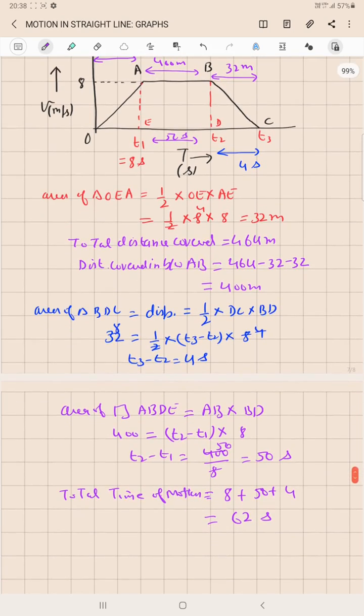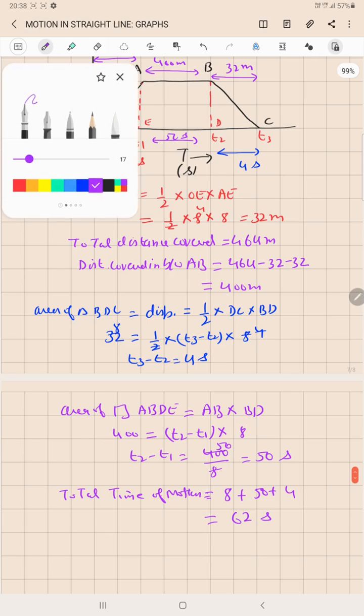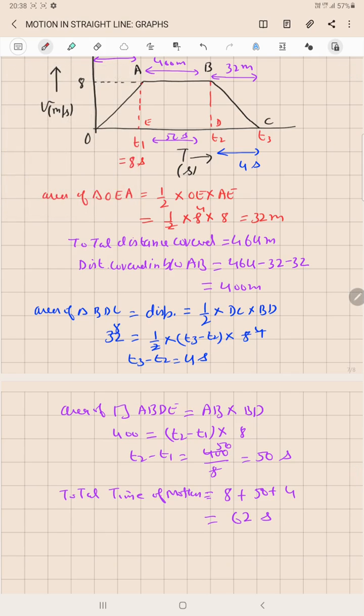Let us find the acceleration also. Acceleration in the part OA is equal to the slope of the graph. It will be equal to final velocity 8, initial velocity 0, final time 8, initial time 0, which is 1 meter per second square.